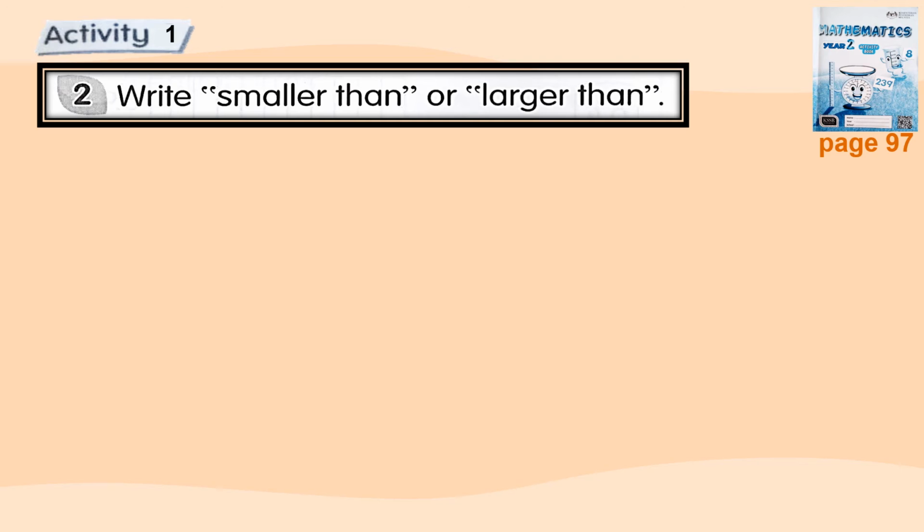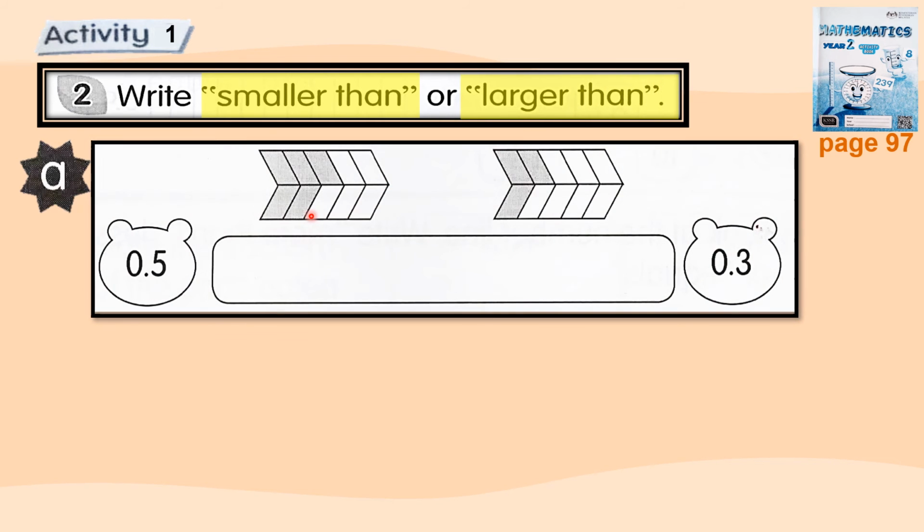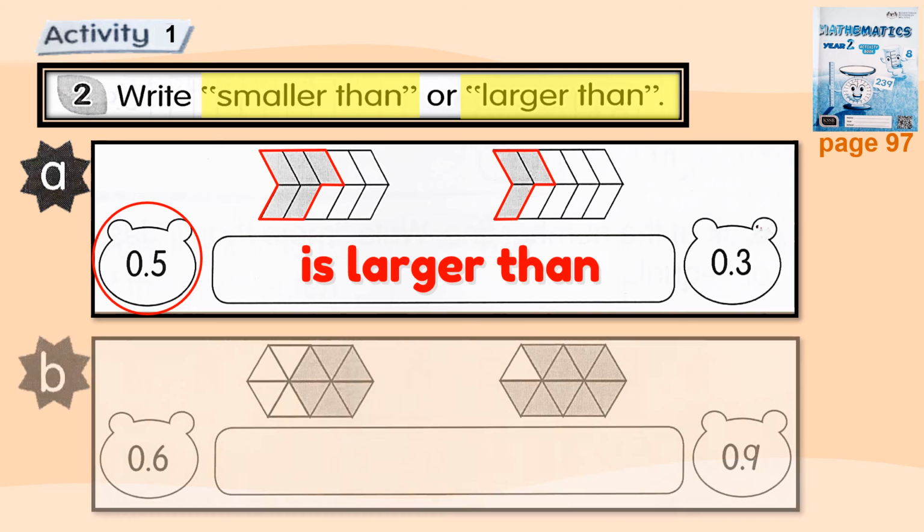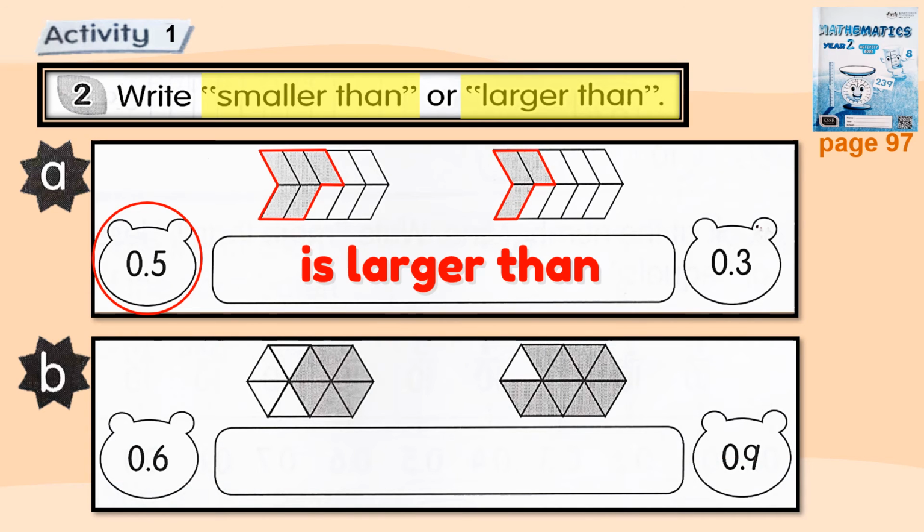2. Read the instruction. Write smaller than or larger than. A. Look at these two pictures. Look at the shaded parts. The first picture has more shaded parts. So 0.5 is larger than 0.3. B. Try to do it yourself.